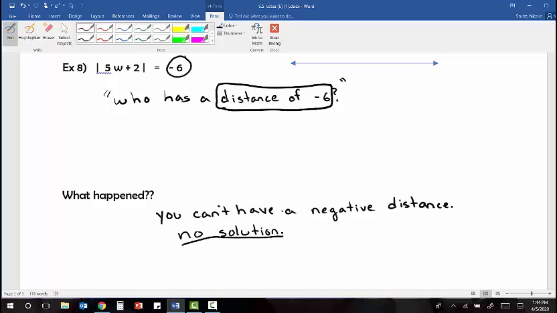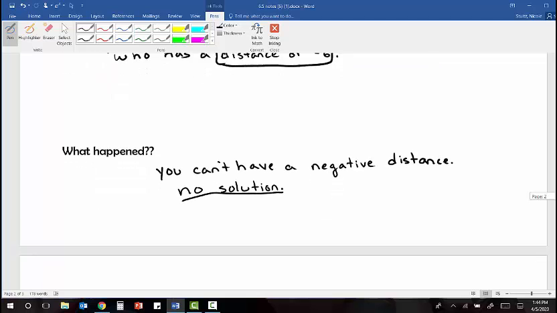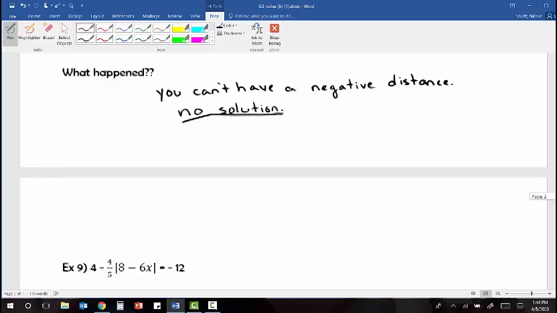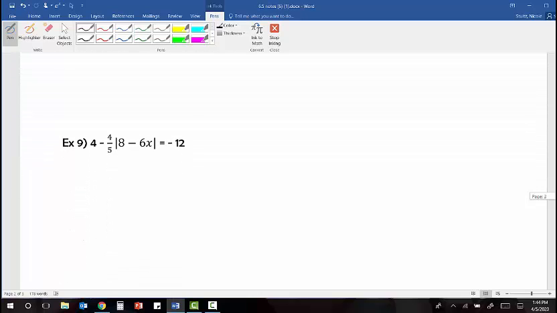Reason is being quite simple. Distance cannot be negative. That's just not possible. So once in a while, we throw in those trick questions to see if you're really paying attention to what's going on. And then we try to trick you even more in number 9.